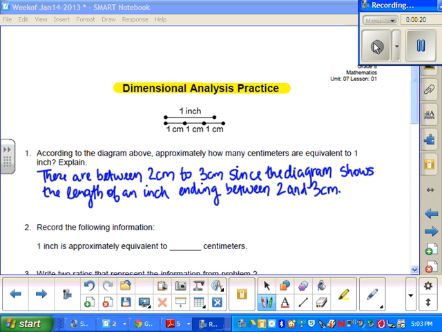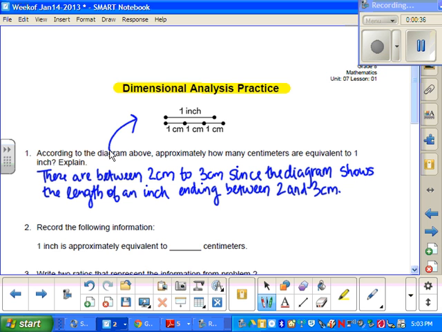So let's take a look at this dimensional analysis practice. Number one, according to the diagram above, approximately how many centimeters are equivalent to 1 inch? And we have to explain it. So let's take a look at the diagram. It shows us that we have 1, 2, 3 centimeters shown, and our inch is almost to 3, but not quite to 3, and a little bit over a half. Okay? So record the following information.